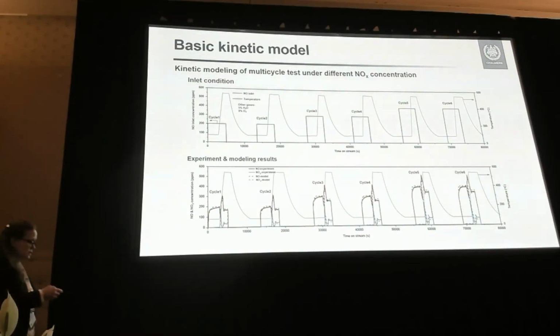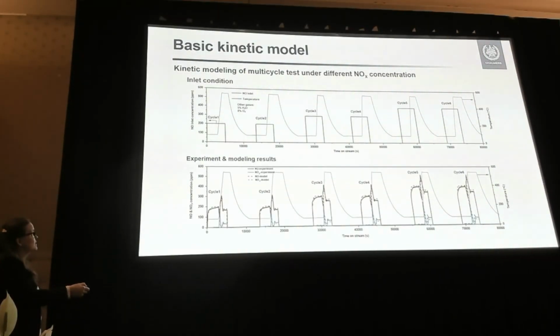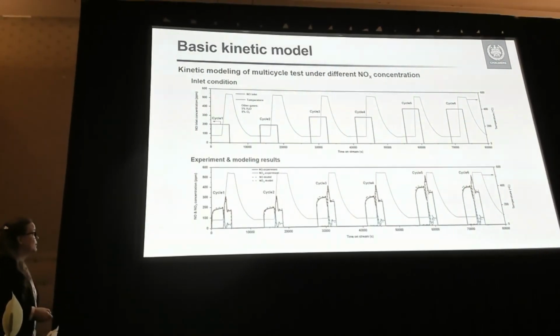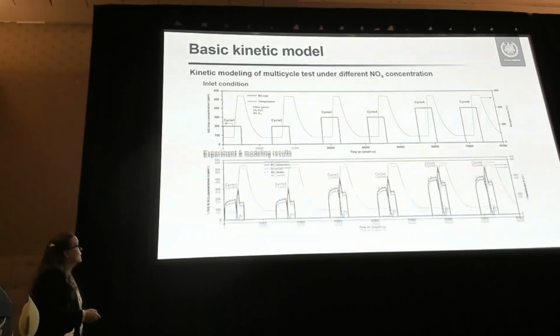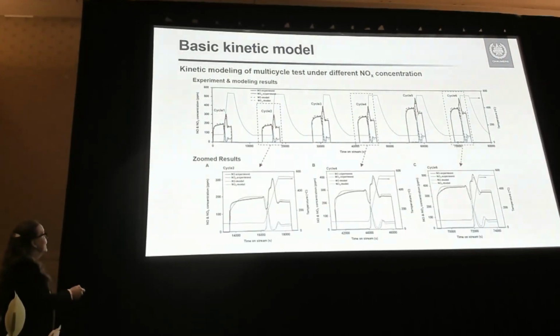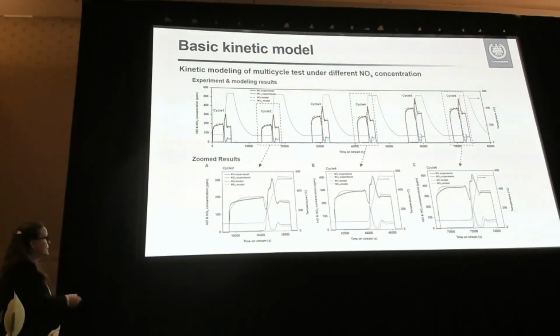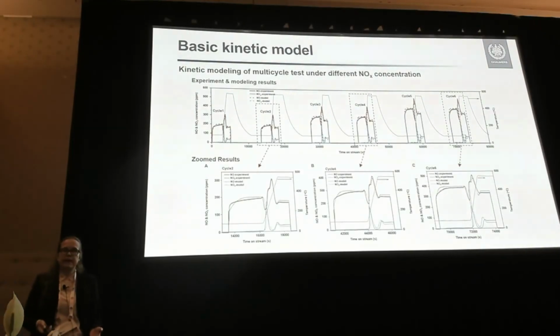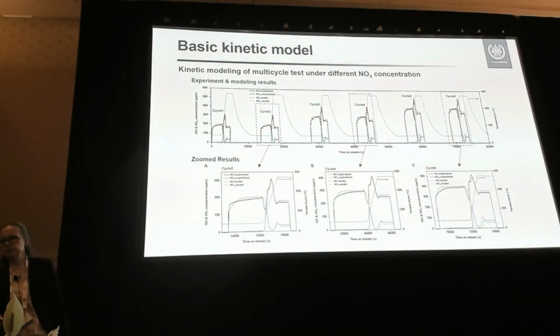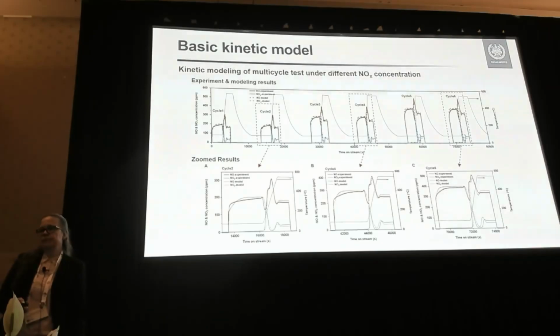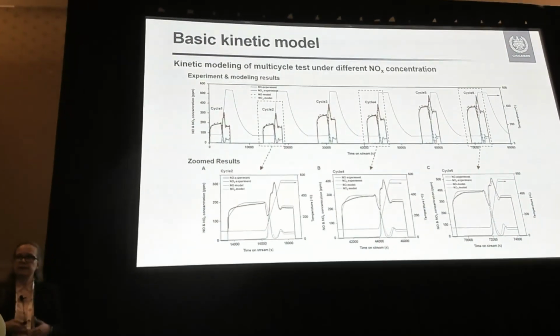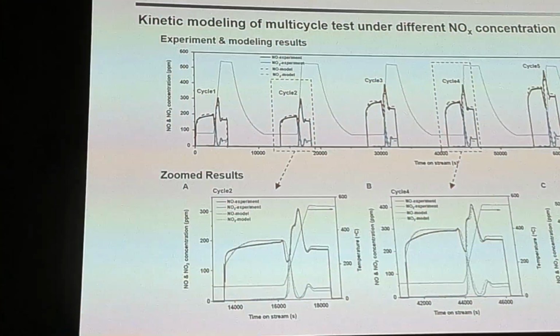So here we can then see the results. This is first the experimental sequence. So you can see that we have 200, 300, and 400 ppm NOx. And the results here, we have 2 curves. The red curve is the NO, and the blue curve is the N2. The solid line is the experiment, and the dashed line is the simulation. And that's the concentration.